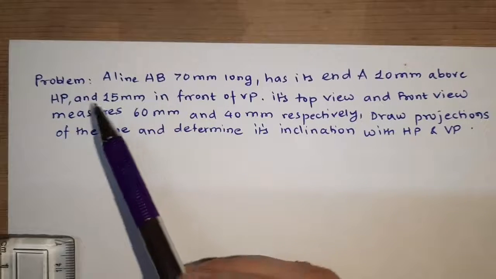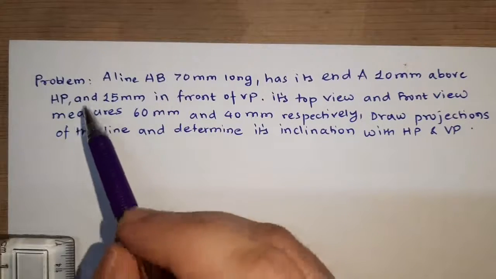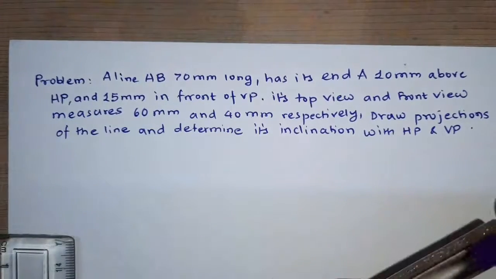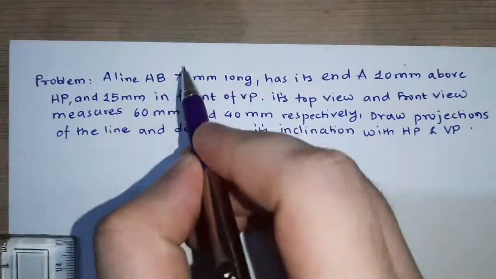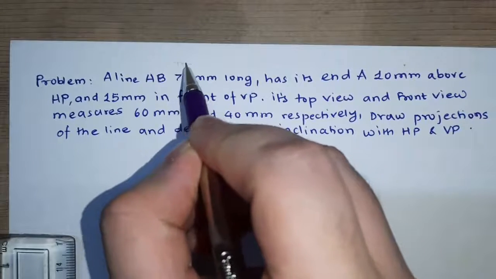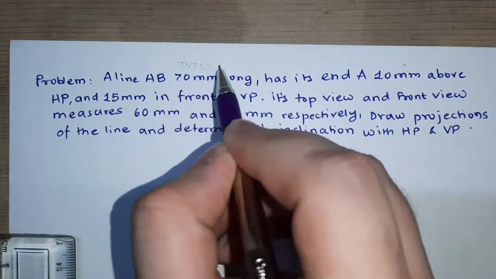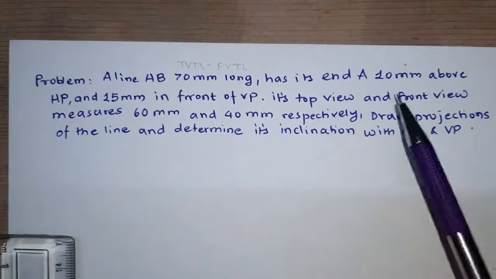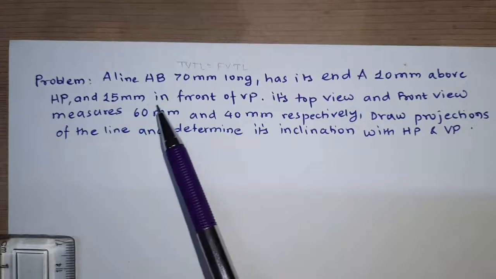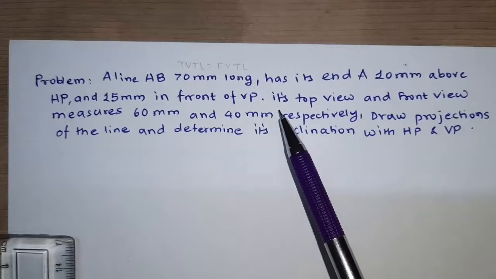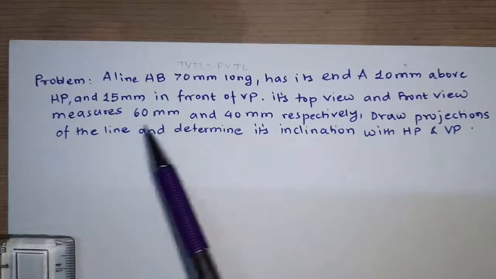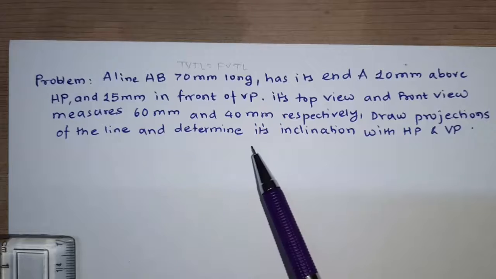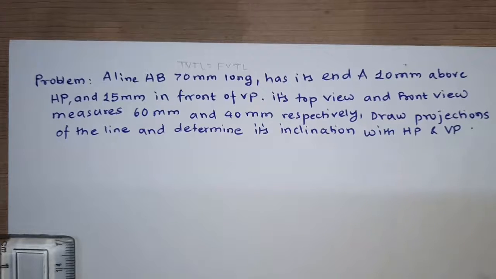So students, as we can see, there is a problem of a projection of line. It states a line AB 70 mm long. So this means 70 mm is top view true length and front view true length. Its end A is 10 mm above HP and 15 mm in front of VP. Its top view and front view measure 60 mm and 40 mm respectively. Draw the projections of the line and determine its inclination with HP and VP.